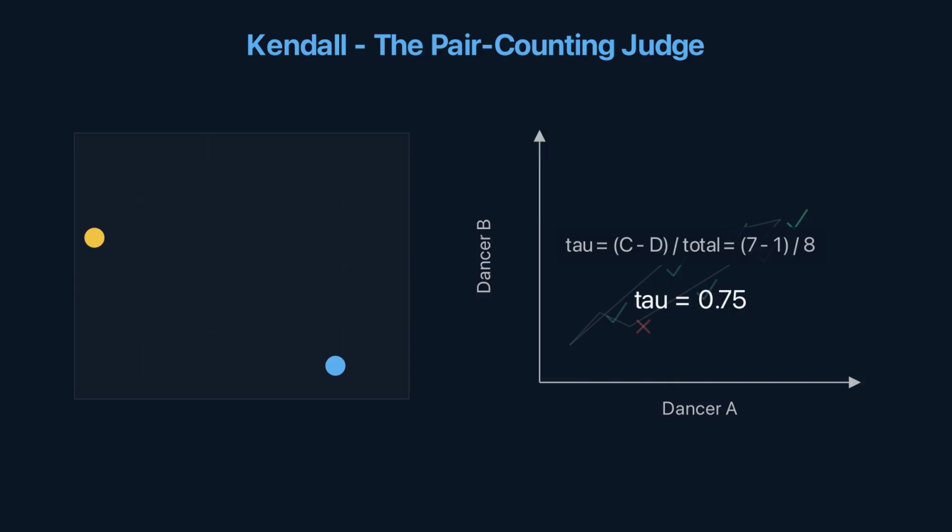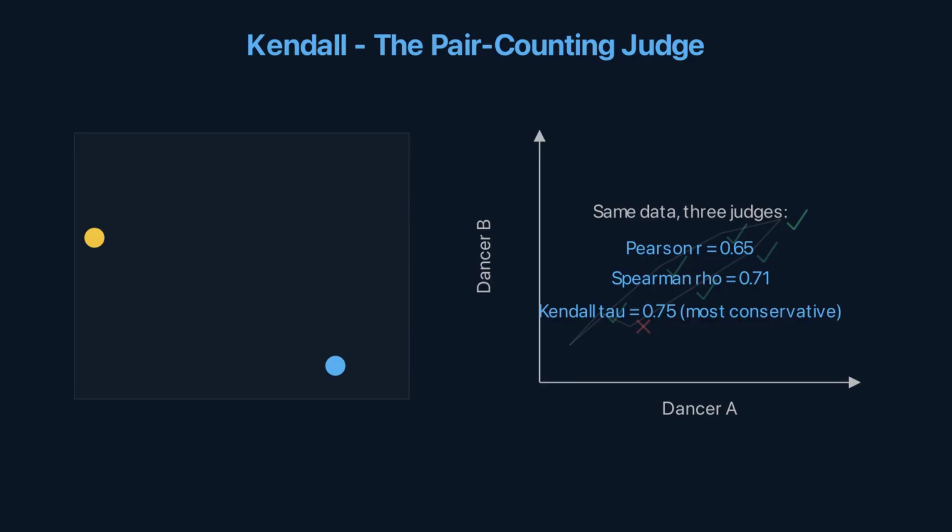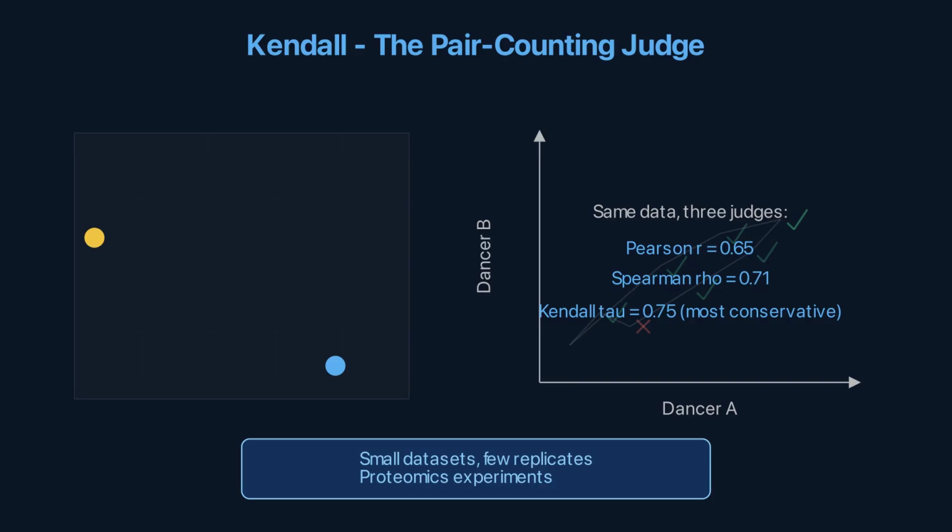With small datasets, 10 or fewer observations, Kendall is more reliable than Spearman because it makes fewer assumptions about the overall shape. In proteomics experiments with few replicates, Kendall gives you a more honest answer.